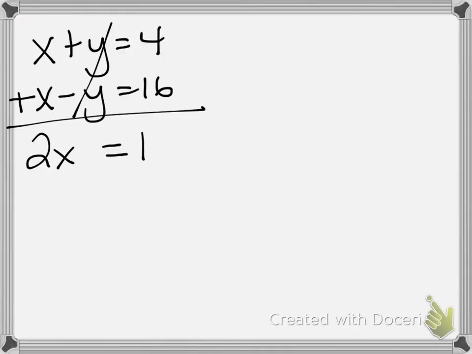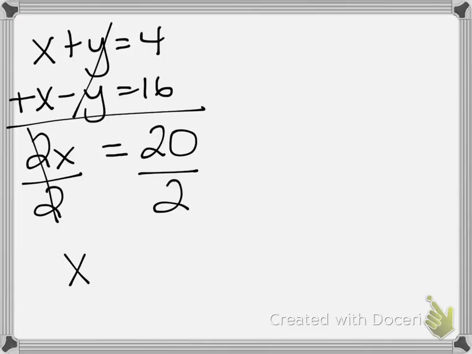I lied. It's not 10. It's 20. I'm a step ahead already in my brain. And now I'm going to divide both sides by 2. And then I get x equals 10.